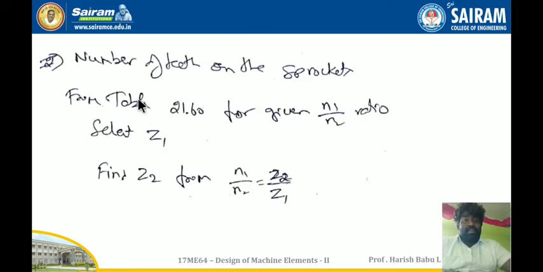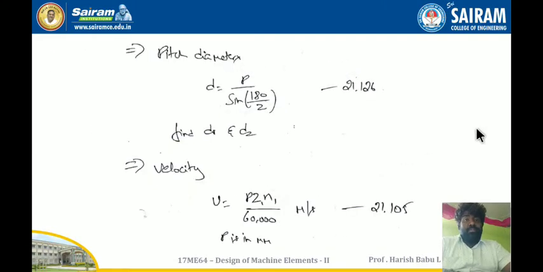The next step is the number of teeth on the sprocket. You have to find out the number of teeth on the sprocket. First you have to get the value of either Z1 or Z2. From table 21.60, for a given N1 by N2 ratio, select Z1. Once you have selected Z1, you can find Z2 from the equation N1 by N2 is equal to Z2 by Z1. The third step will be pitch diameter.